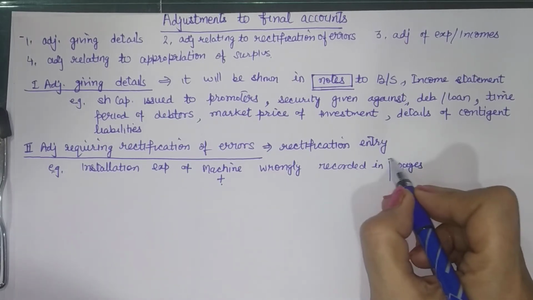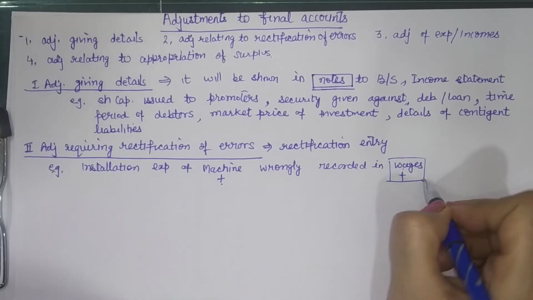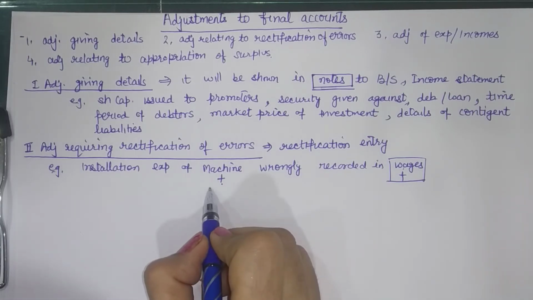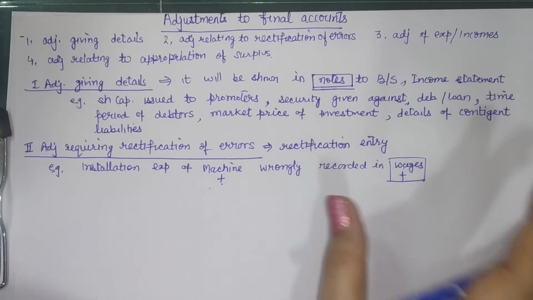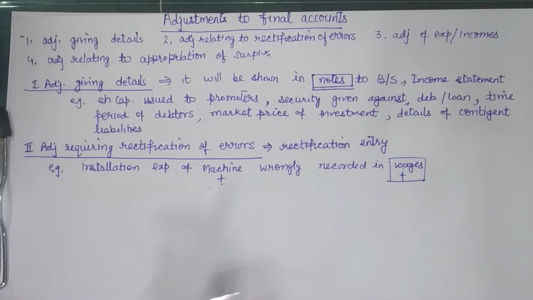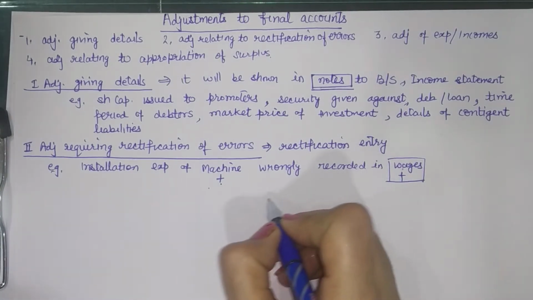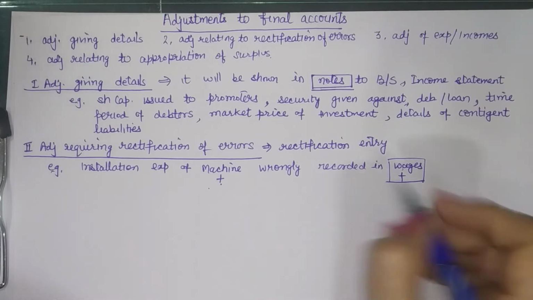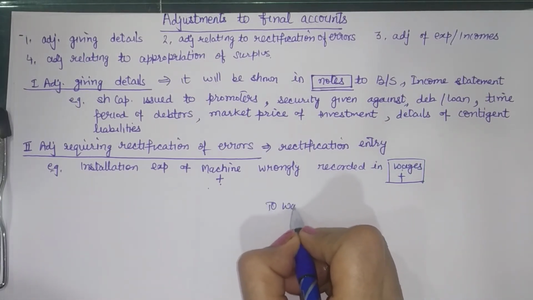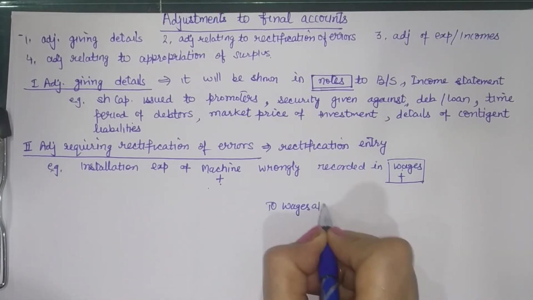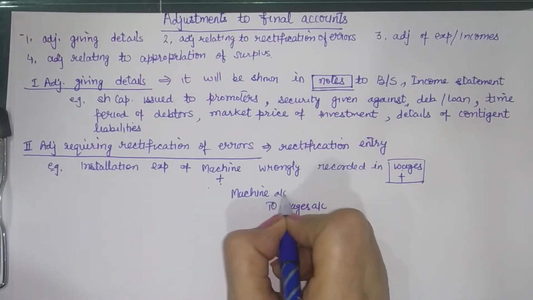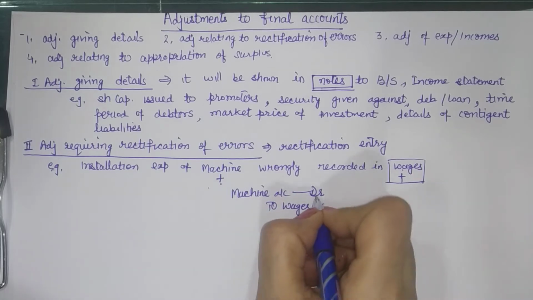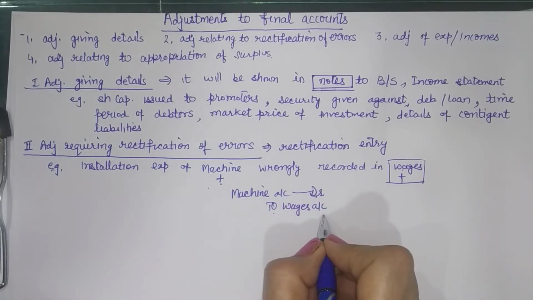Now the mistake must be cancelled by reversing it, and the actual account must be recorded. So if wages have been increased due to the mistake, now we are to reduce the wages. To reduce the wages, you will be crediting it. So you will record this through the entry: wages will be reduced and machine account will be increased. Machine being an asset, it will be debited and wages will be credited.